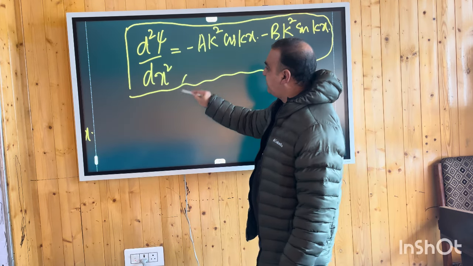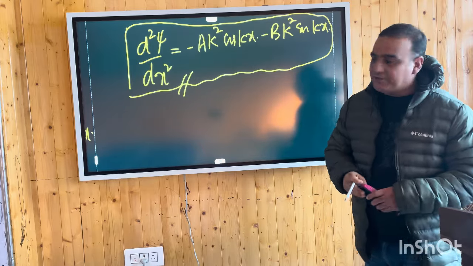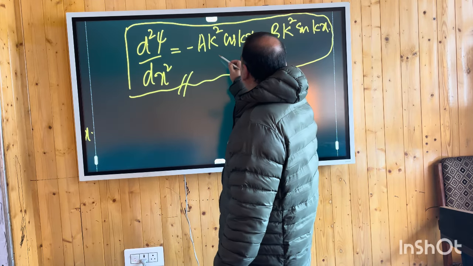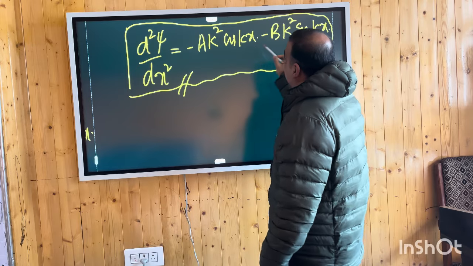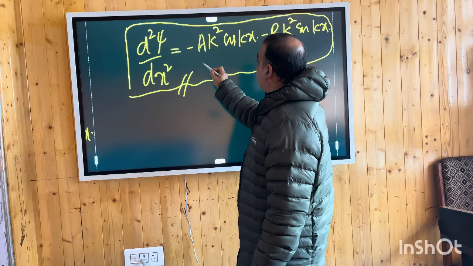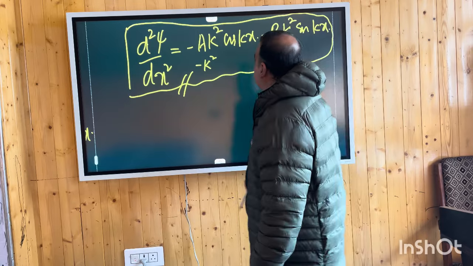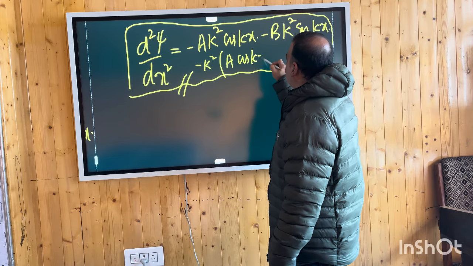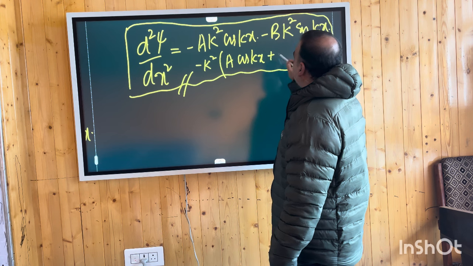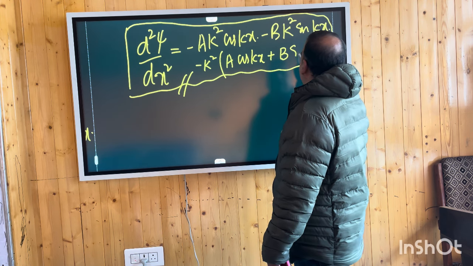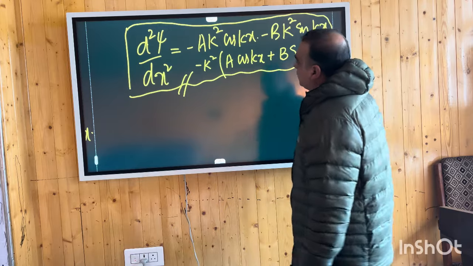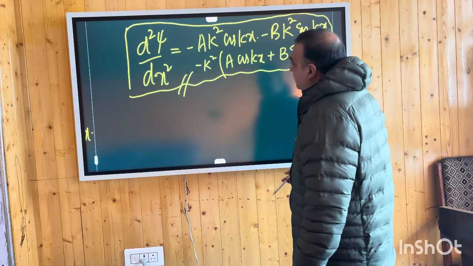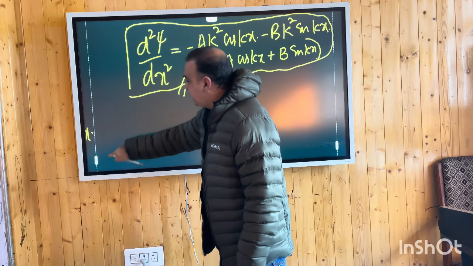And I would like to use this double derivative in my differential equation. So what we can do here is take minus k square as a common factor, and inside I will have a cos kx plus b sine kx. This should be the result. Okay, so I'll be using this in the original differential equation. So this will be the first term of that differential equation.